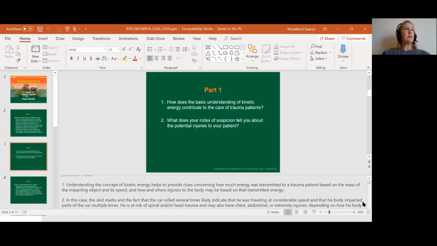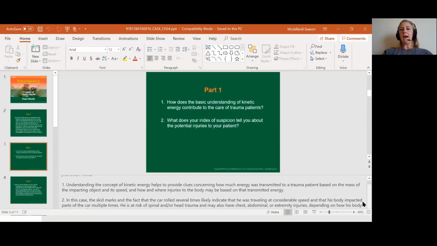So the index of suspicion is what you think might be wrong with your patient. Based on what? Based on the mechanism. Yeah, based on the mechanism of injury. Trauma. All right. So in this case, the skid marks and the fact that the car rolled several times indicate that he was traveling at a considerable speed and that his body impacted parts of the car multiple times.